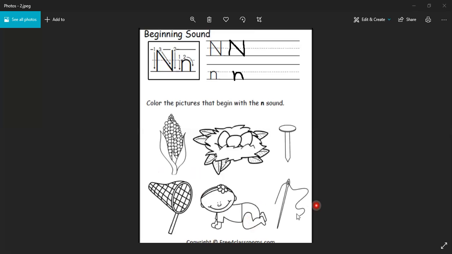This is needle, right? Needle starts with which letter? N. N for needle also, right? You have to color needle also. Nest, nail, net and needle, you need to color. You should not color corn and baby. Okay? Clear? Yes, next.